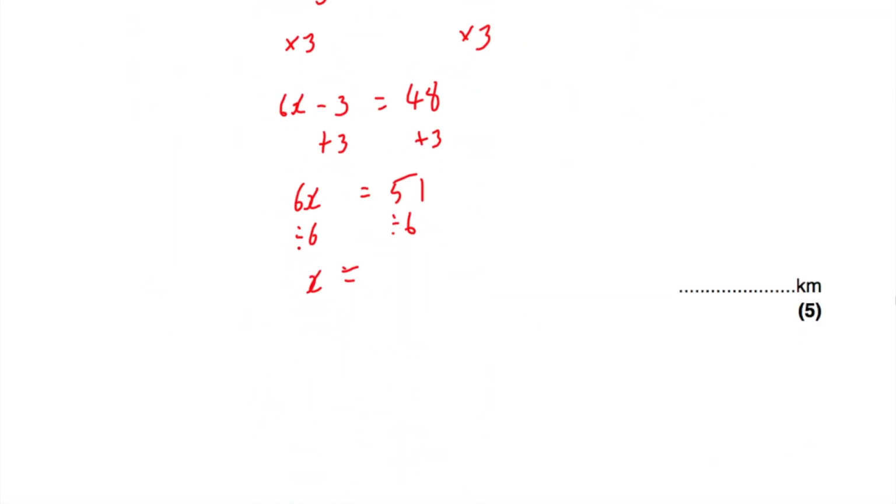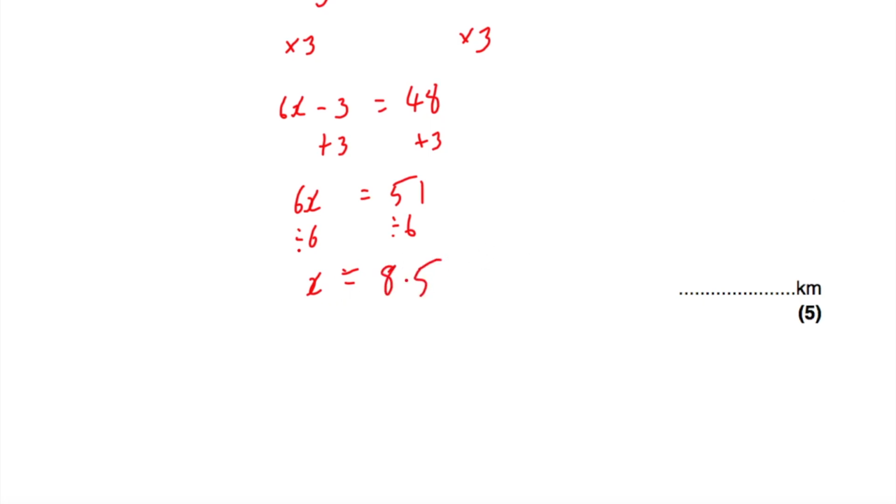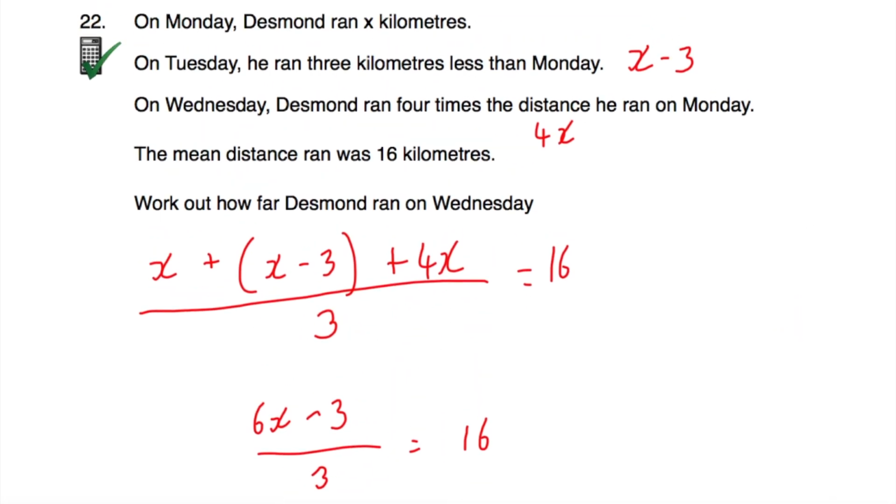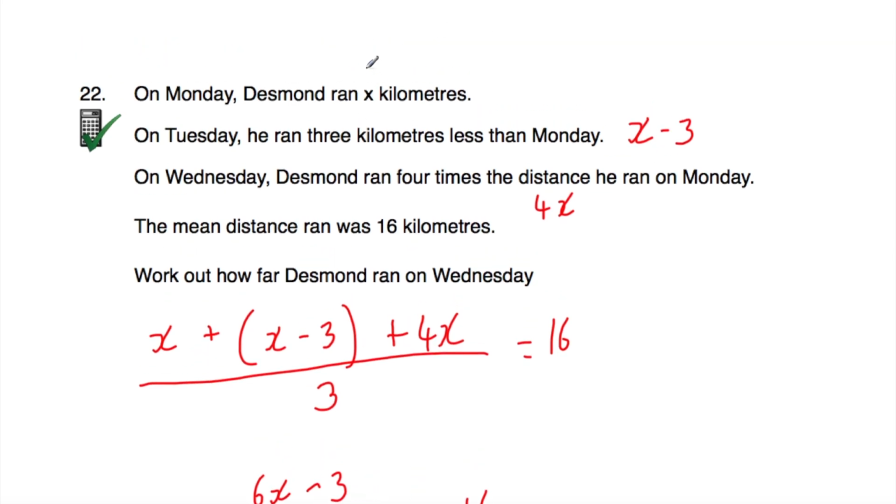Is it a calculator question? It is. That's nice. We could do 51 divided by 6. And that's equal to 8.5. So x is equal to 8.5. Now the question says we've got x is equal to 8.5. So that's 8.5 kilometers on Monday.